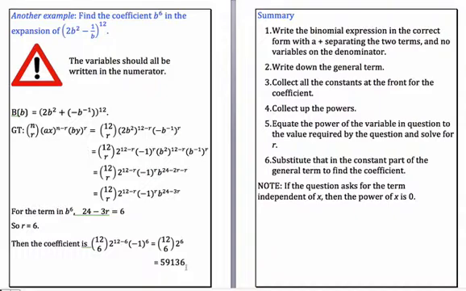Collect all the constants at the front, step 3. Collect up your powers, step 4. Equate the power of the variable in question to the value that you've been asked for in the question, and that will give you the value of r. That's what you're trying to solve for. Once you've got r, substitute that back into the constant part of your general term to find the coefficient of this particular term for that value of r. That's it. That's all there is to it.